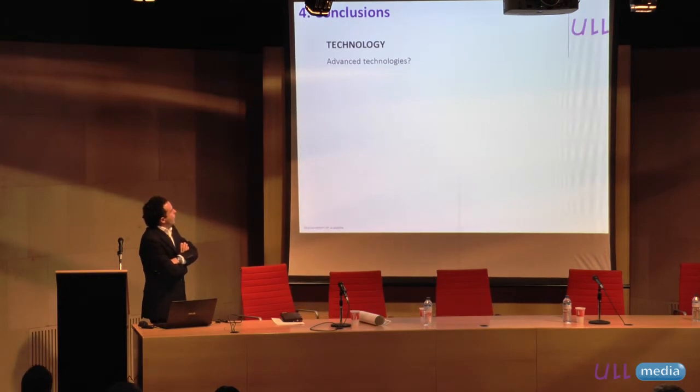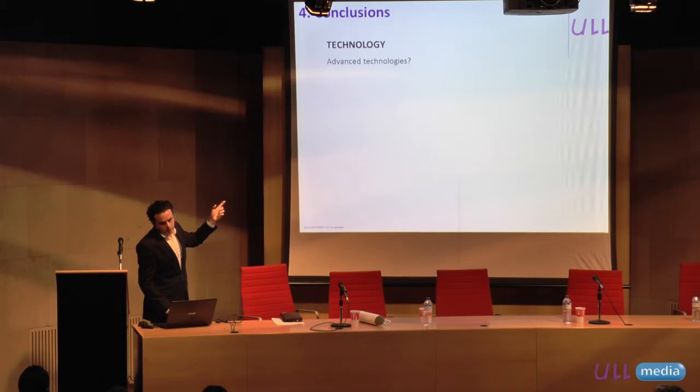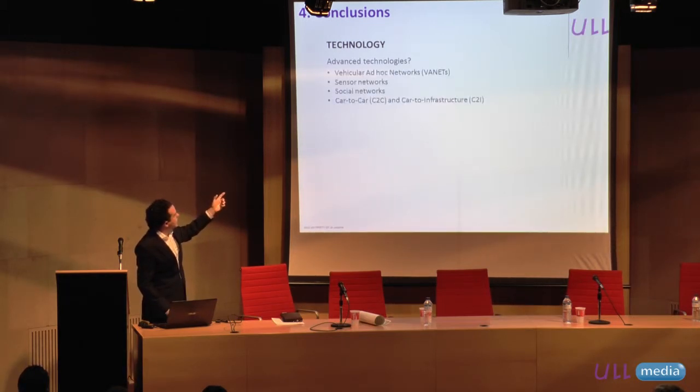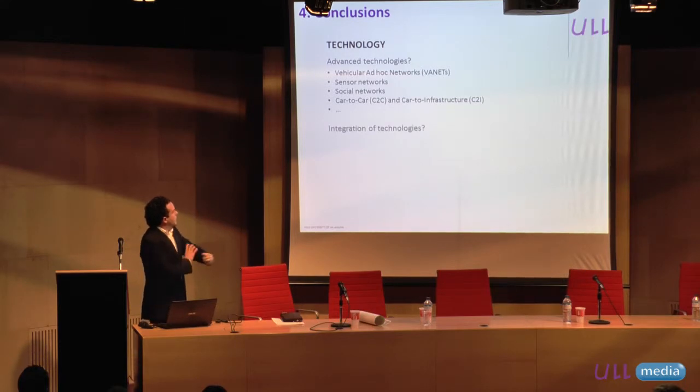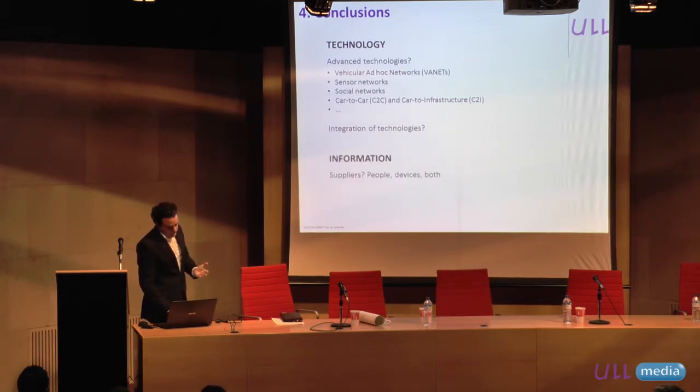So, conclusions. We think when you have a disaster, it's a combination of technology and information. What about technology? Do we have advanced technology? Of course. A lot of technology. We have, or we can make, an integration of the technologies, of course. No problem at all. And what about the information?